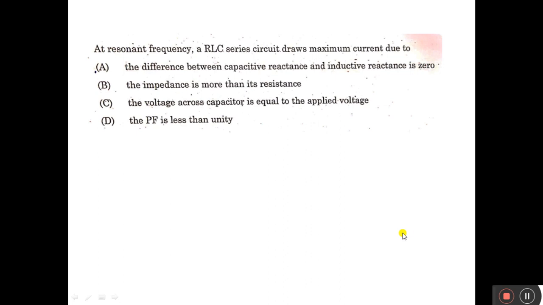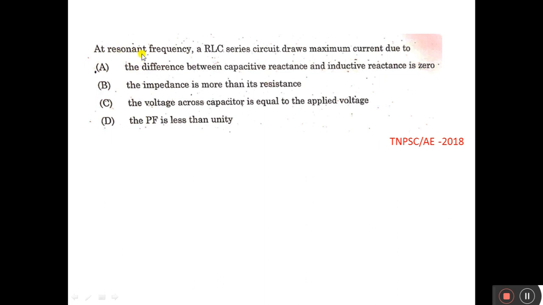Next one. At resonance frequency, a RLC series circuit draws maximum current due to: option A, the difference between capacitive reactance and the inductive reactance is 0. Option B, the impedance is more than its resistance. Option C, the voltage across the capacitor is equal to the applied voltage. Option D, the power factor is less than unity. This question was also asked in TNPSC Assistant Engineer in the year 2018.